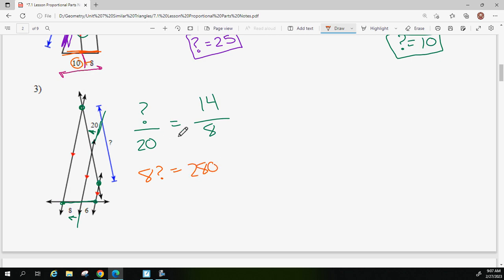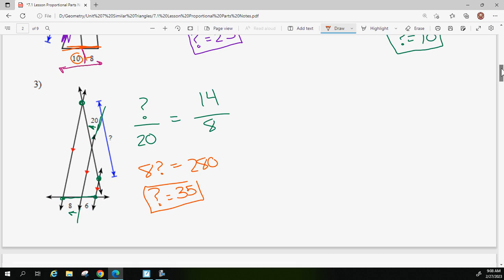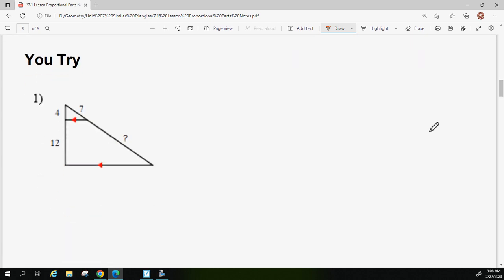14 times 20 is 280. Divide both sides by 8 and get 35. So again, this takes some practice, so we're going to ask you to practice one. If that was confusing to you, you're not prepared to do this one, please do ask for help first, and then give this one a try, and I will display the answer.